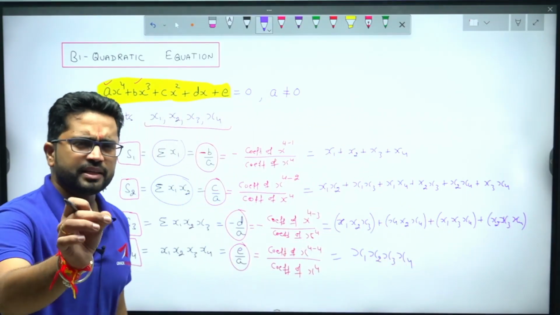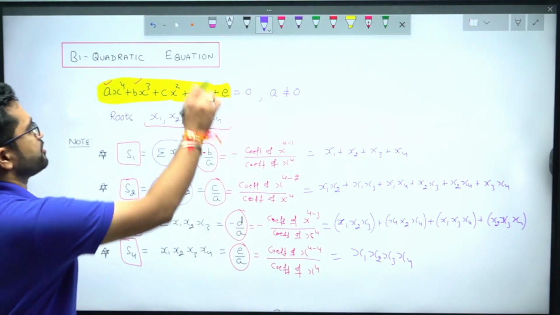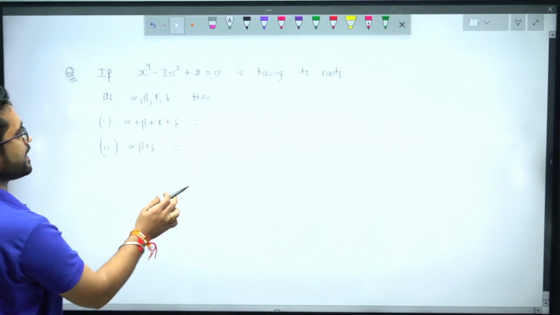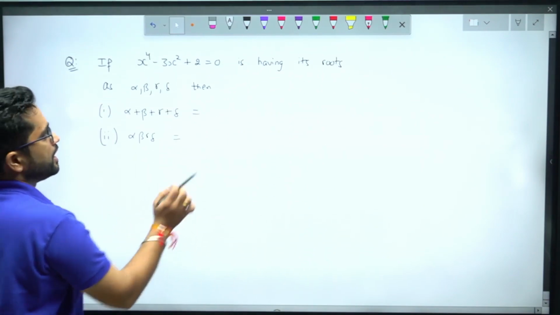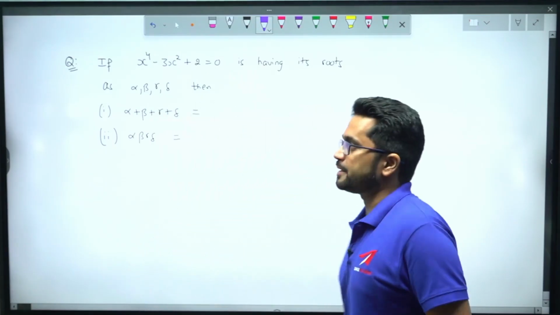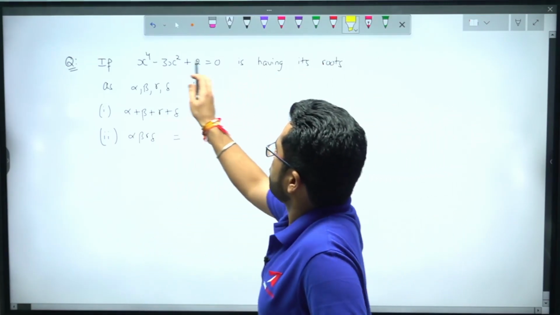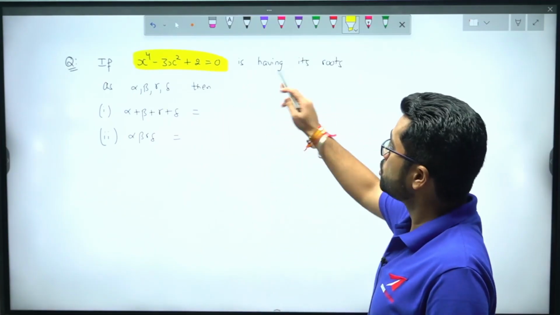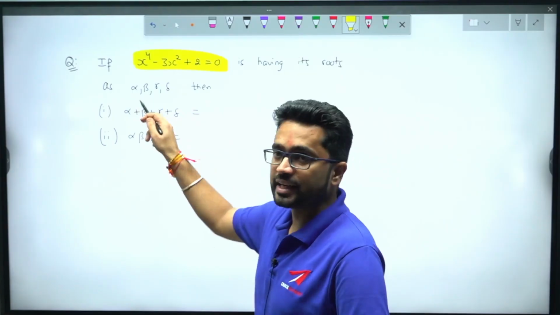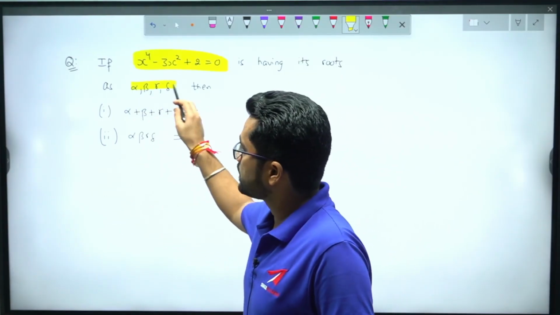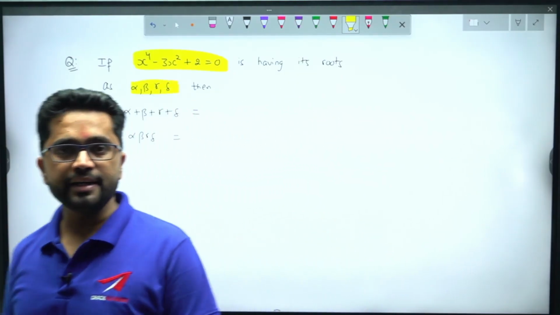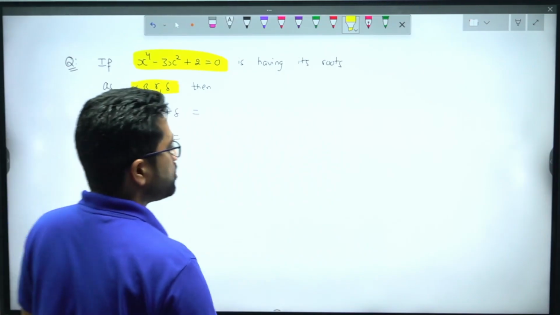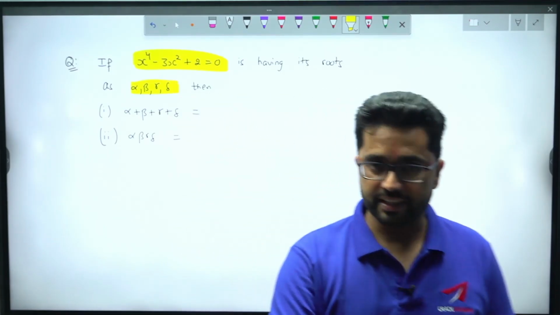Okay, let's have a very basic, very simple, very beautiful question on this biquadratic equation, relation between the roots and coefficient of biquadratic equation. Let's have this question, guys. It says if this is the equation, its roots are alpha, beta, gamma and delta. Now I am labeling those roots as alpha, beta, gamma and delta. Please read the question. Then they're saying get me the value of alpha plus beta plus gamma plus delta.